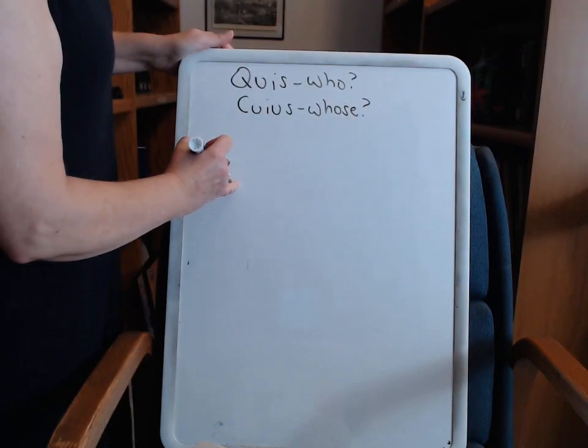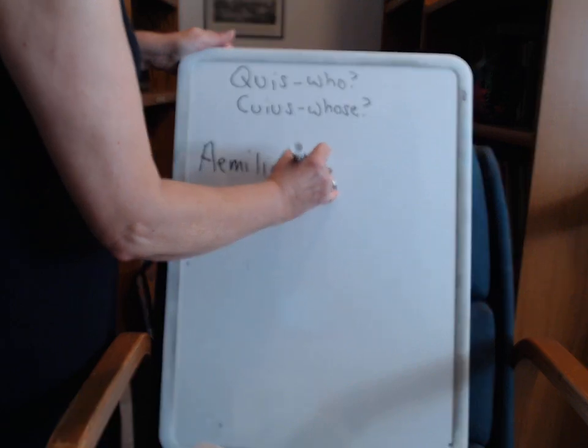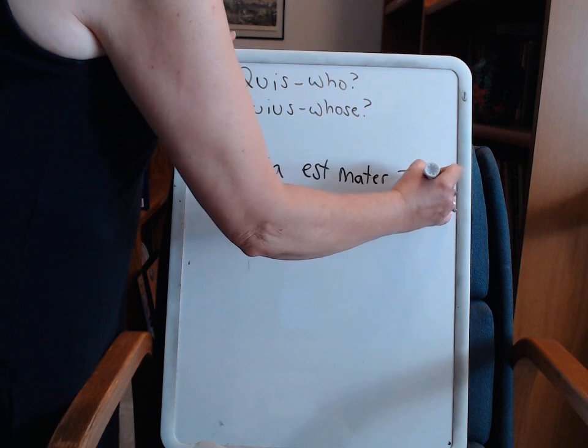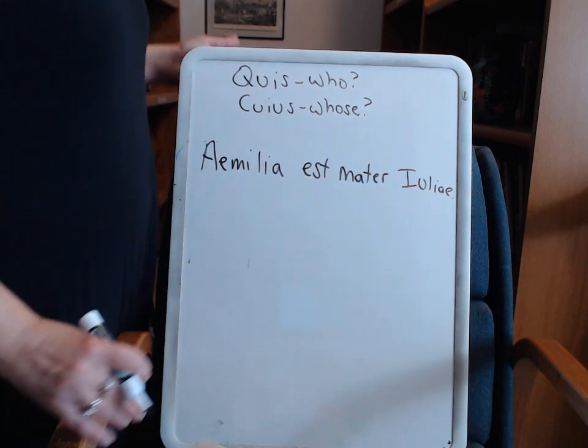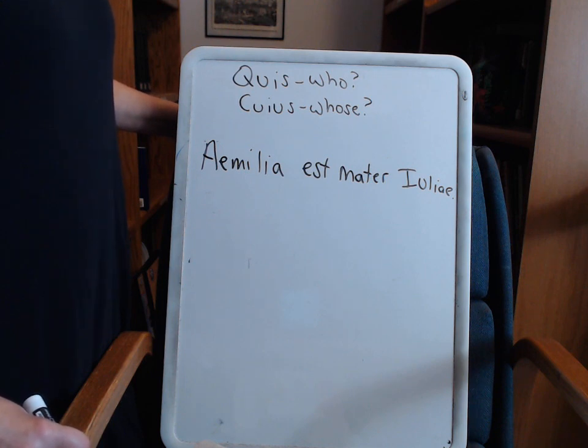All right. Aemilia est mater Juliae. Quis est mater Juliae? Aemilia est mater Juliae. Cuius mater est Aemilia? Juliae. Whose mother is Aemilia? Julia's mother.